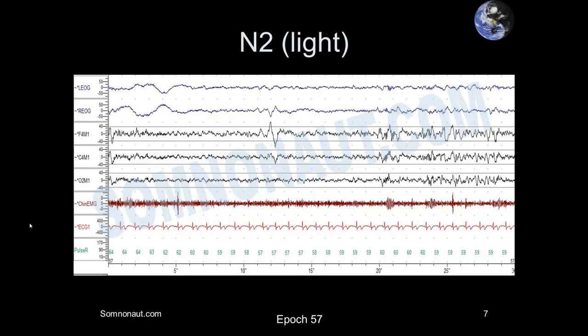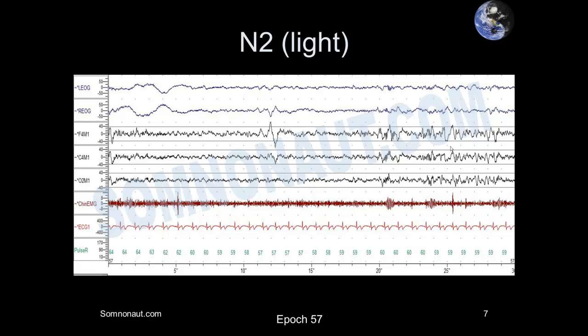The first epoch is a classic N2 epoch with low voltage mixed frequency in the majority of the epoch. This mixed frequency low voltage activity is akin to a smooth paved road. I call this a nice smooth paved road with only a few bumps. Clear K-complexes can be seen throughout the epoch, right? We have one here, down over here.